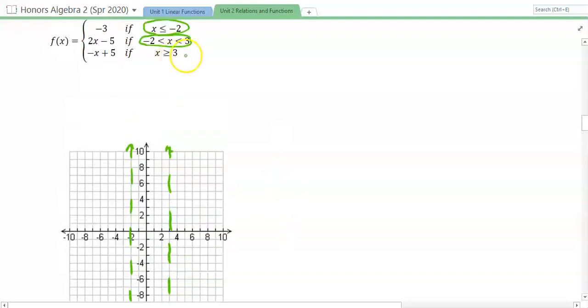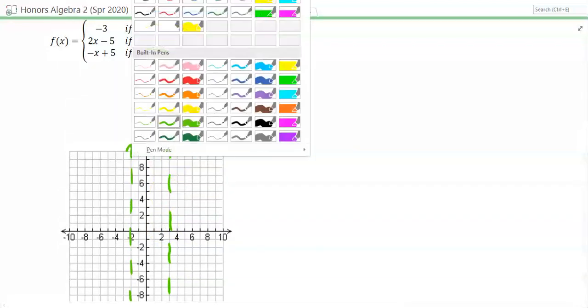And my third piece is when x is greater than 3. So I've already got a line at 3. And so we're going to look at our 3 pieces here. And we'll do one at a time.